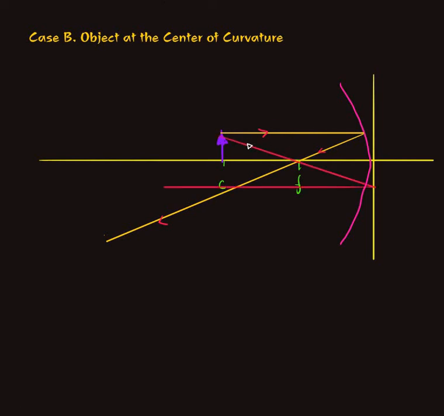Then we have the ray that goes through the focus. When it hits the mirror, it will go parallel to the optical axis. And where these two intersect, this point here, well, it should be something like this, is where the image is formed. And the image characteristics we see here: first, it's real. It's a real image. Second, it's downward.